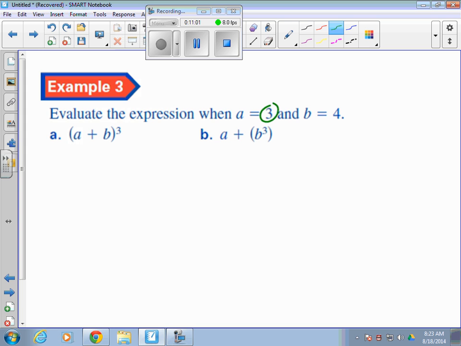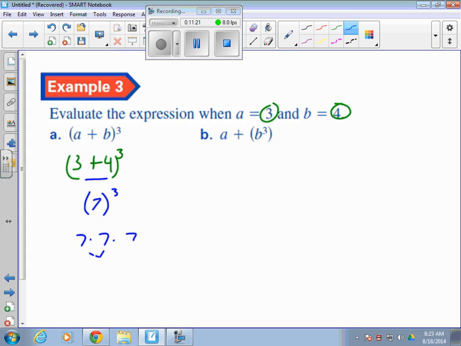In place of A, we're going to plug in 3, plus, in place of B, we're going to plug in 4. Notice it's in parentheses first. And again, we'll talk more about order of operations in our next lesson. But 3 plus 4, you do what's inside parentheses first. 3 plus 4 is going to give us 7. It's 7 to the third power, which means 7 times 7 times 7.